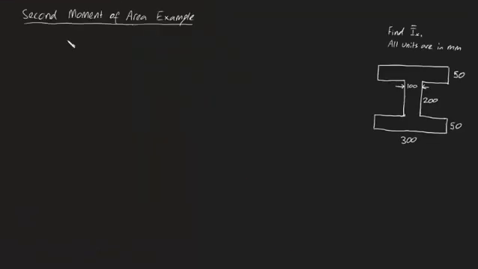G'day guys, in this video I'm going to be showing you how to do a second moment of area example. So here we're asked to find the second moment of area about the x-axis at the centroid for this I-beam just here. And just to make it abundantly clear, our axis is located right here at the centroid like that.